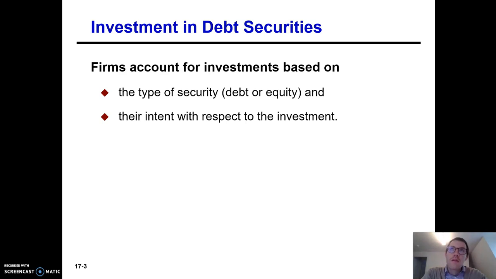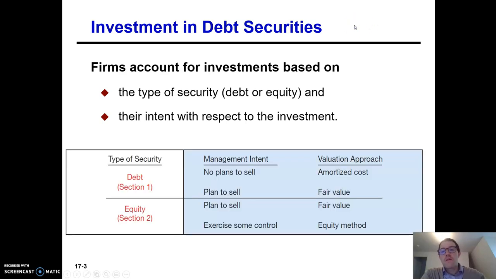So what I mean by that is a corporation buys the bonds or the stocks of another corporation. They have either a debt or equity investment. The FASB's decided that the way you account for this type of thing depends on whether it's debt or equity, and it also depends on your intent with respect to that investment. So in this video, I think we won't get as far as equity. We'll just talk about debt.